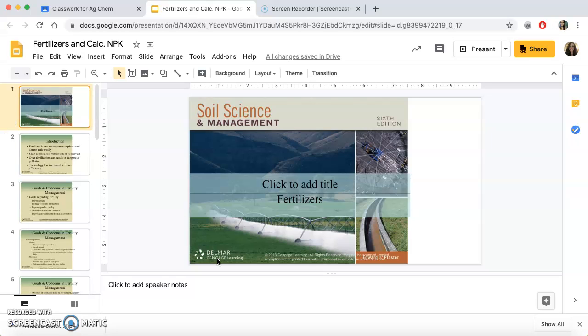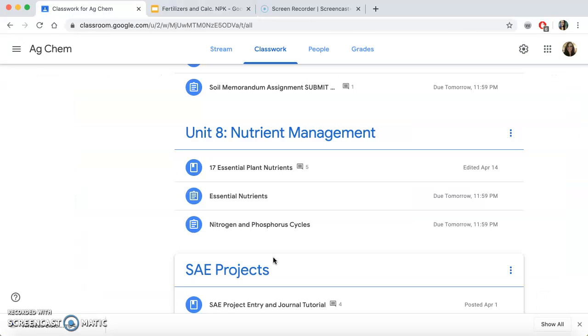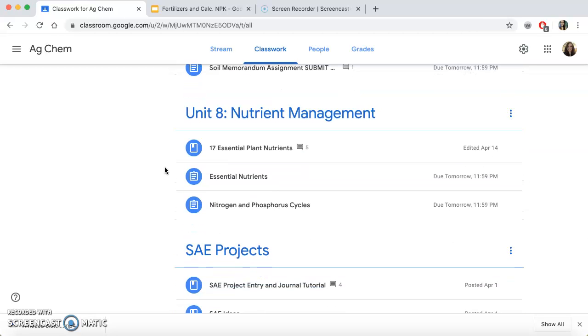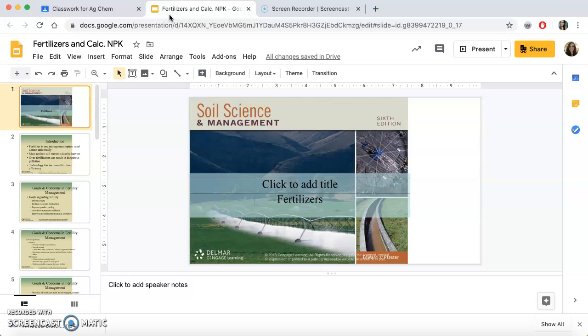So we've talked a lot already this week about our essential plant nutrients. We're in this unit now, nutrient management, and we just finished up on tillage. We've talked a lot about the 17 essential plant nutrients and some deficiencies that they can cause in plants and what that looks like. We've also talked about the nitrogen and phosphorus cycles and how those cycle through our earth. We're going to take those into account, especially when we start talking about fertilizers. So that's where we're going to start today.